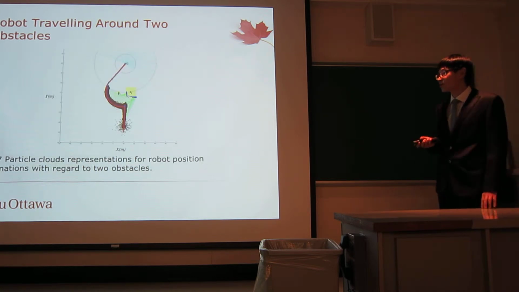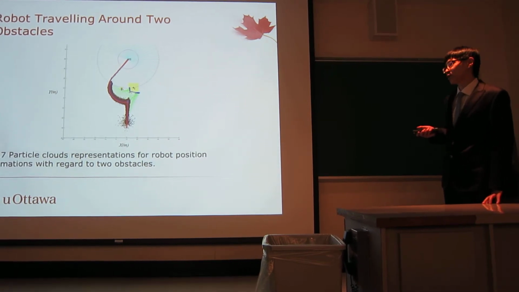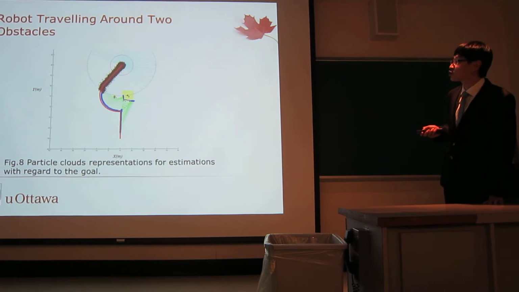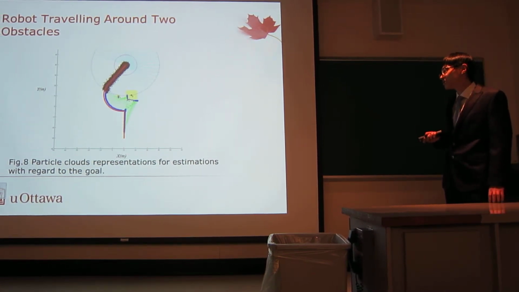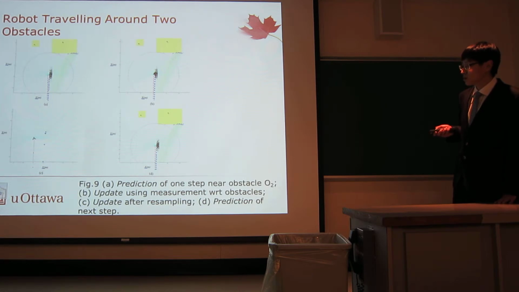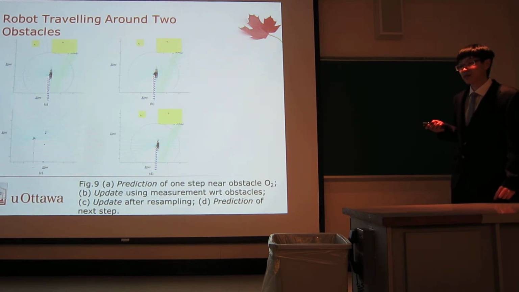And this figure shows the particle cloud representation for the robot position estimation with regard to two obstacles. And this figure shows still the particle cloud representation, but with regard to the measurement with regard to the goal. This figure shows how the particle filter works step by step. It will have a better illustration.